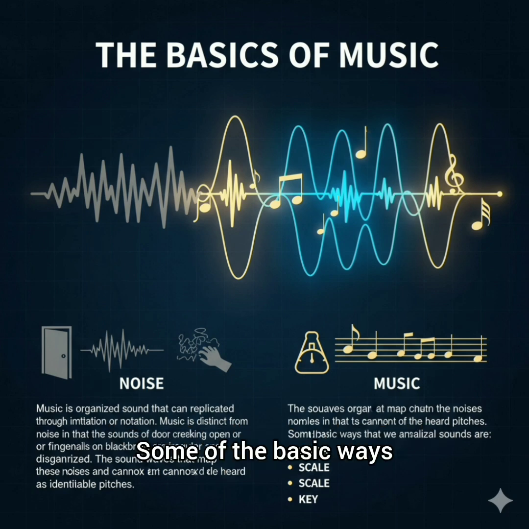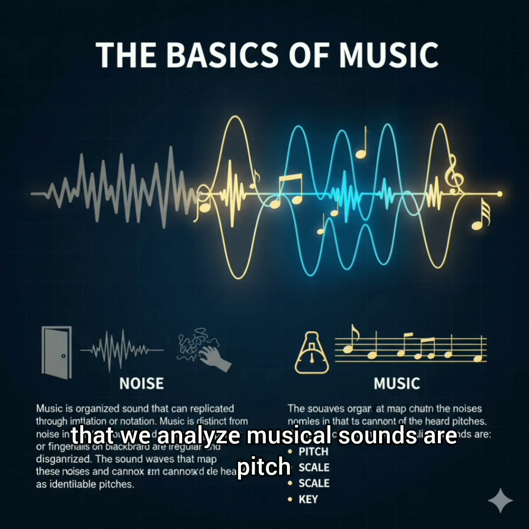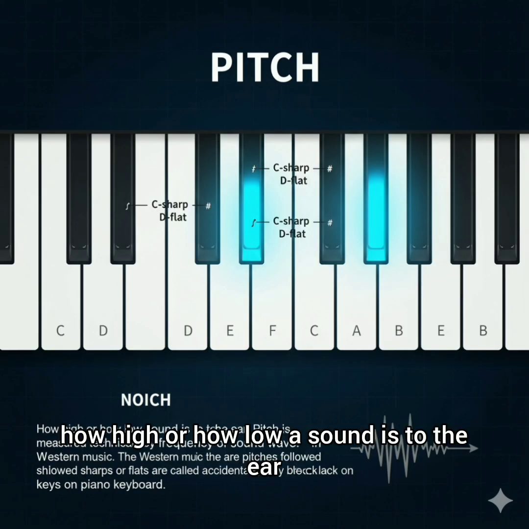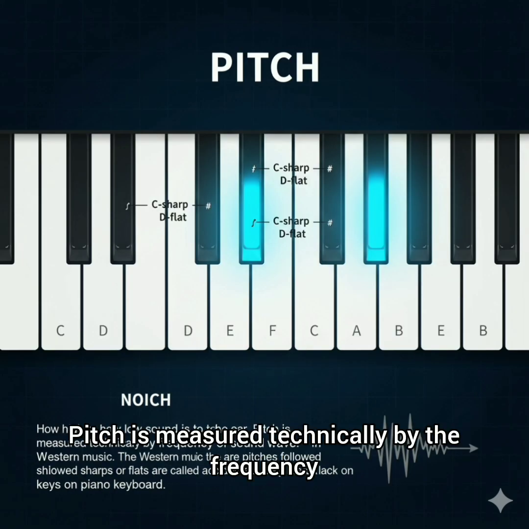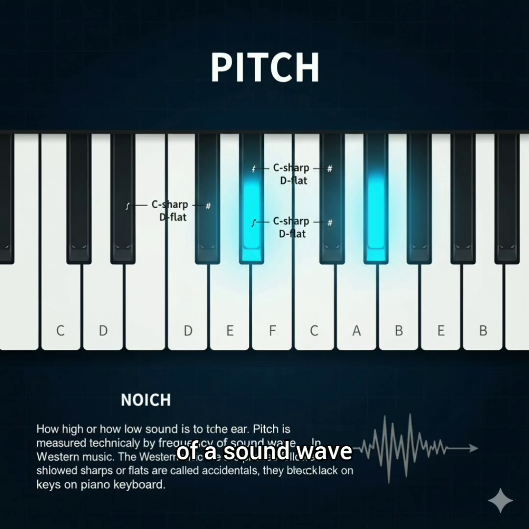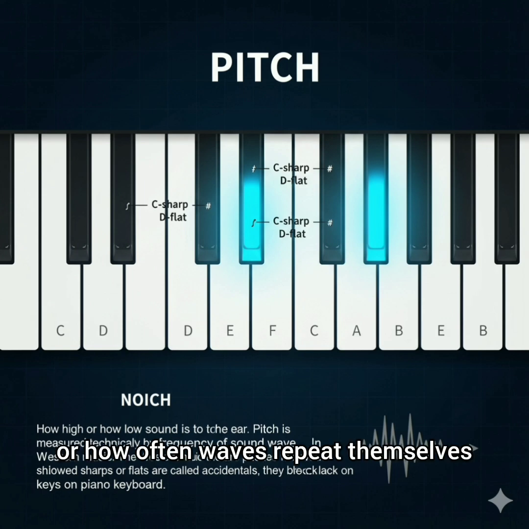Some of the basic ways that we analyze musical sounds are: pitch, how high or how low a sound is to the ear. Pitch is measured technically by the frequency of a sound wave, or how often waves repeat themselves.